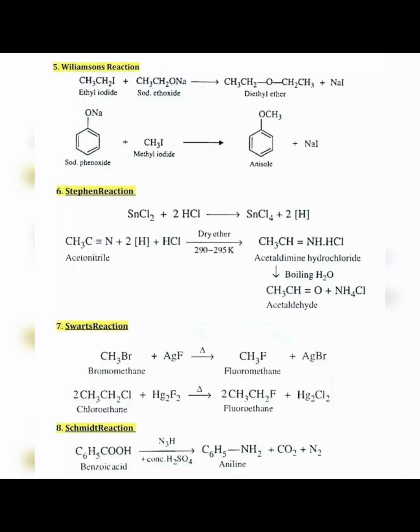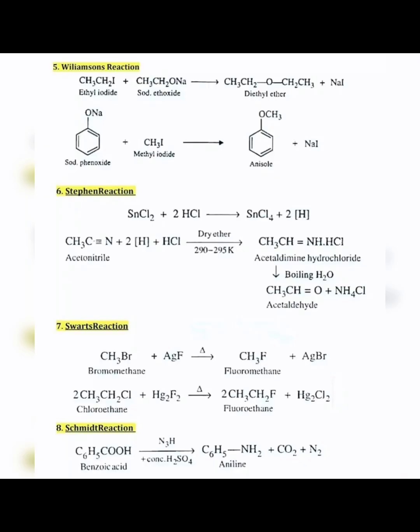Next reaction is the Stephen reaction. When acetonitrile reacts with 2 molecules of nascent hydrogen along with concentrated HCl in the presence of dry ether as a solvent at 290 to 295 Kelvin temperature, it gives acetaldimine hydrochloride as an intermediate, which is boiled with water. It forms acetaldehyde along with NH4Cl as a byproduct.